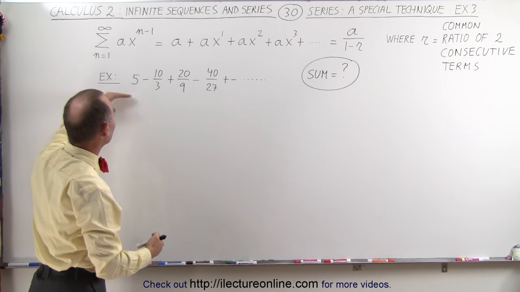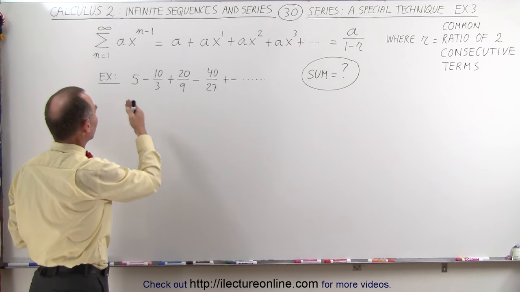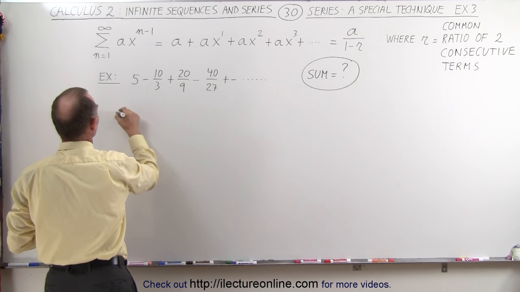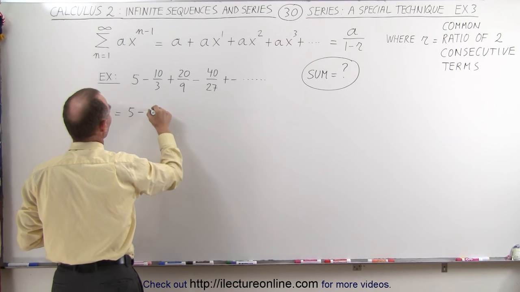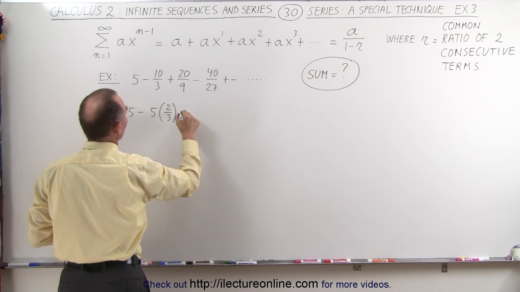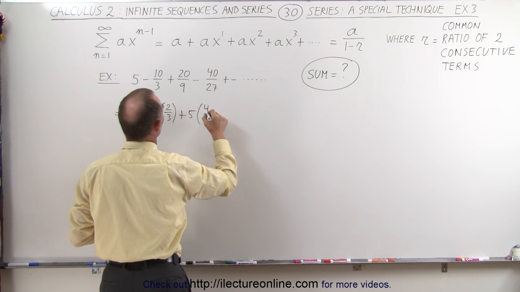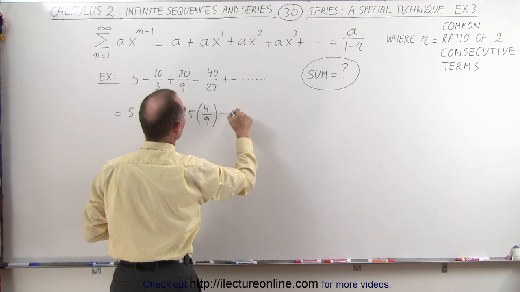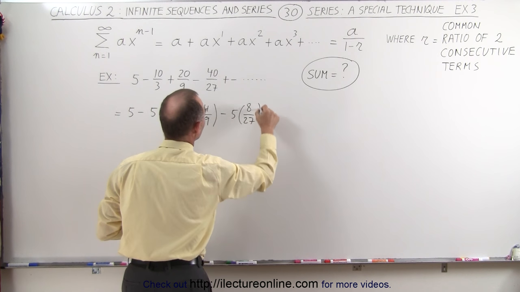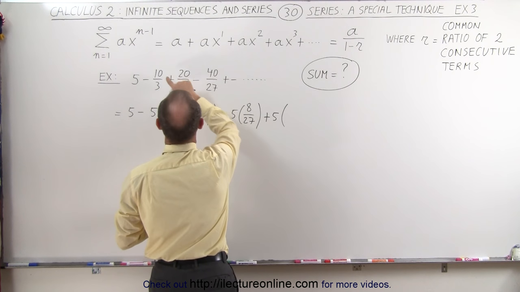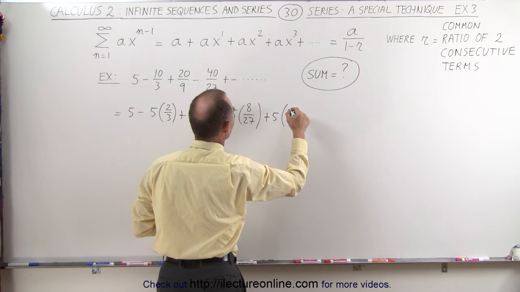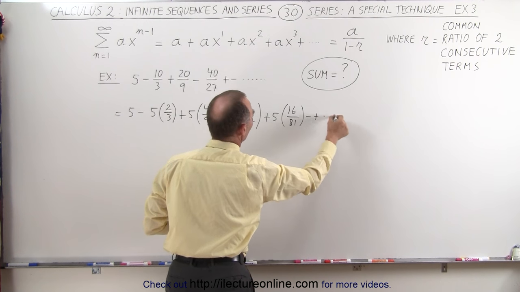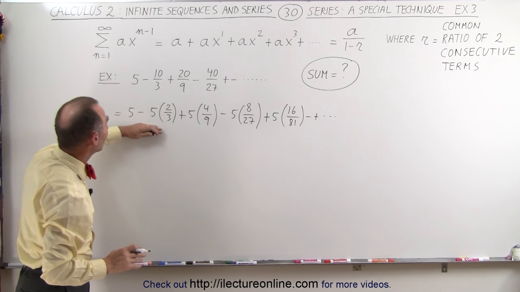So how do we find the sum of the following series? Well, what we need to do is recognize what the first term is, and then recognize what the common ratio is. So we could rewrite this series as follows. This is equal to 5 minus 5 times 2 over 3 plus 5 times 4 over 9, minus 5 times 8 over 27, and plus 5 times, and see that each time this doubles, that would be 16 over 27 times 3, which is 81, and so forth. Now notice, compare this to what our general form looks like.